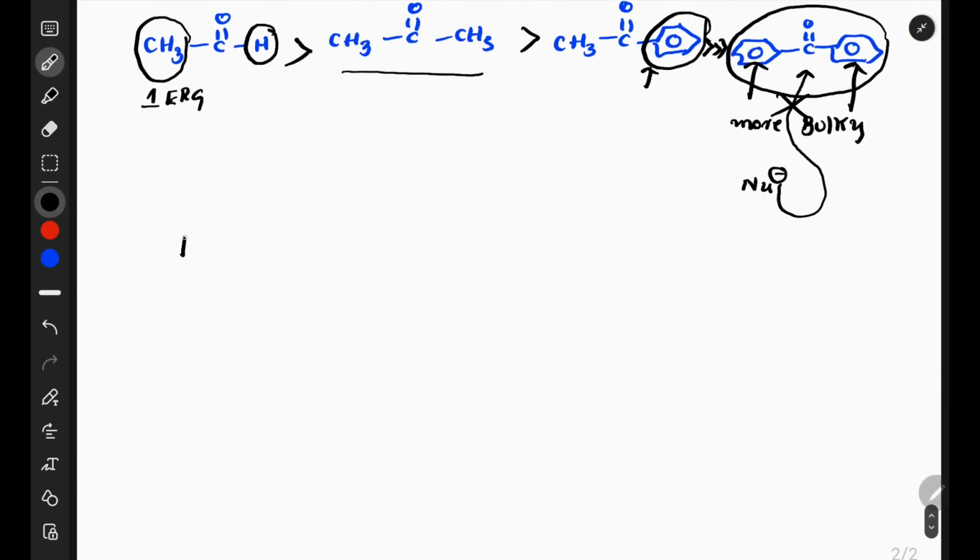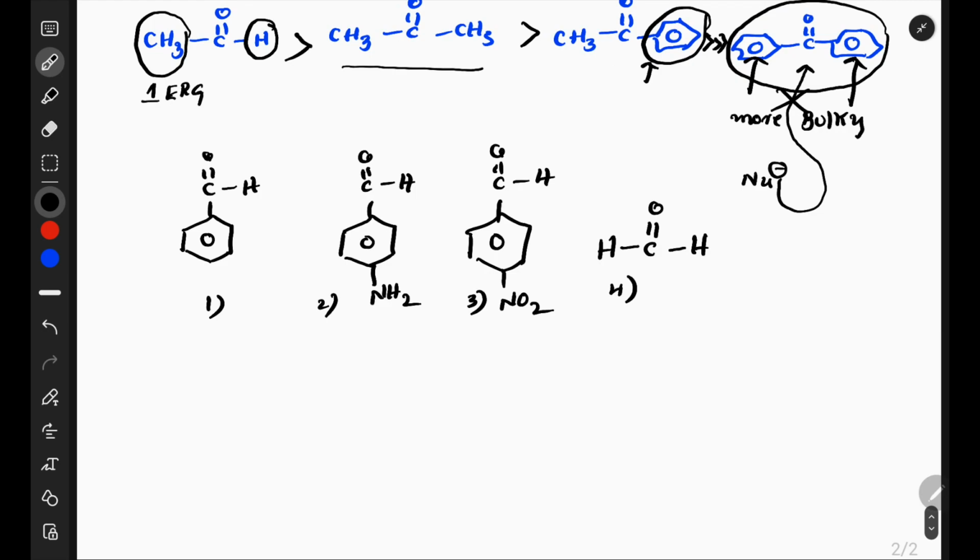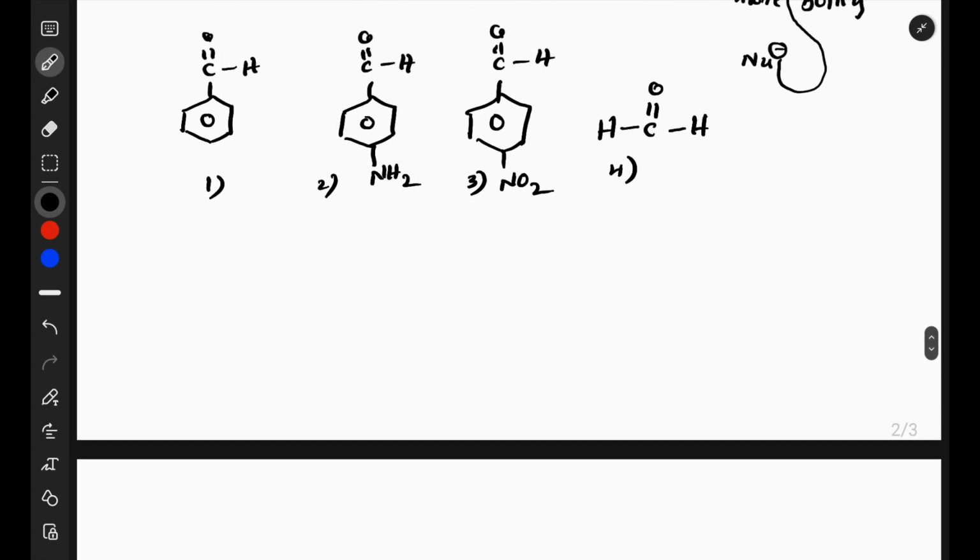In this other order, this is a benzaldehyde. Now this benzaldehyde contains an electron releasing group, NH2, and one with an electron withdrawing group, NO2. Next is formaldehyde, HC double bond O. Among 1, 2, 3, 4, which is more reactive towards nucleophilic addition reaction, and also write the decreasing order of nucleophilic addition reaction if they ask the question.